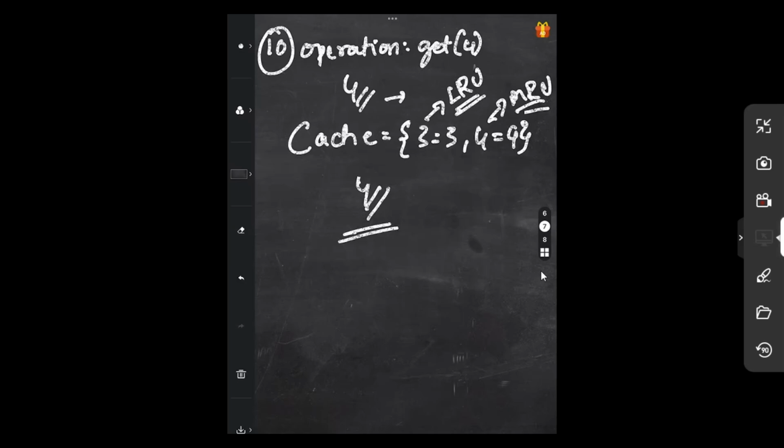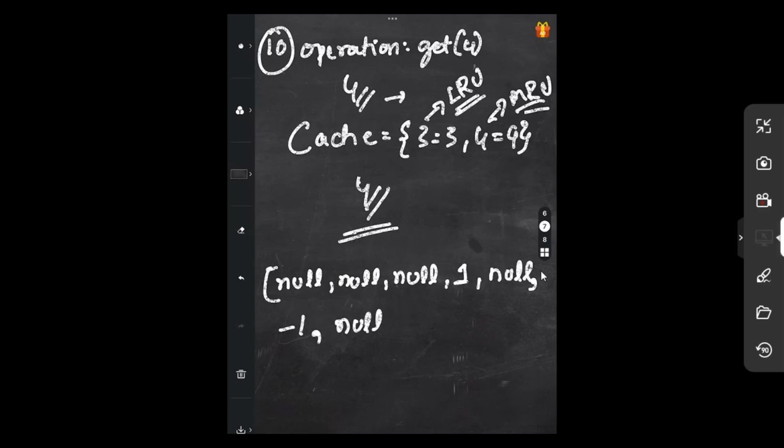So the output that we got here is, just give me a second here, null, null, null, 1, again null due to put operation here, and -1. We didn't have the key at all. It was already previously evicted. Again null, -1. Finally we got 3 and 4. This is the output that we got.